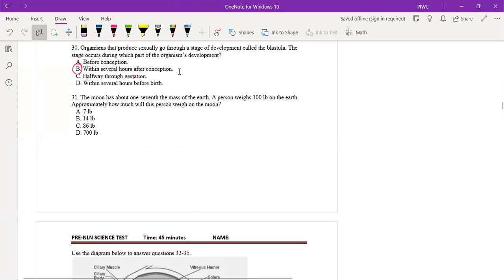It occurs several hours after fertilization, right? So you have the sperm and then fertilize the egg, and then it forms the zygote, right? The zygote, and then the zygote develops the blastula and so on. So it occurs several hours after conception, after fertilization. The gestation just refers to the growth stage when the baby is developing, the period of gestation.